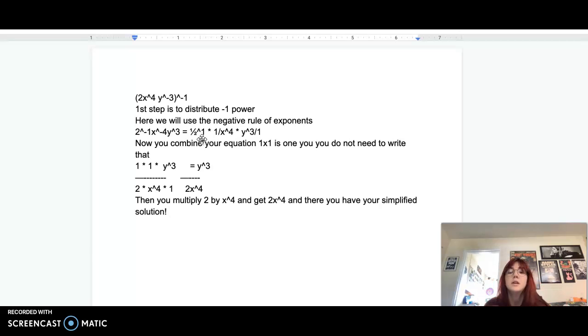And for the denominator, you're going to multiply 2 by x raised to the fourth. And then you're going to get 2x raised to the fourth. And that's going to be a fraction, and so your full and final simplified version is going to be y raised to the third power all over 2x raised to the fourth power.